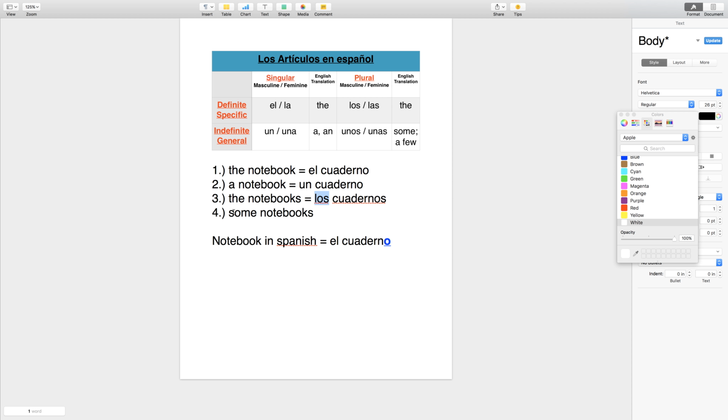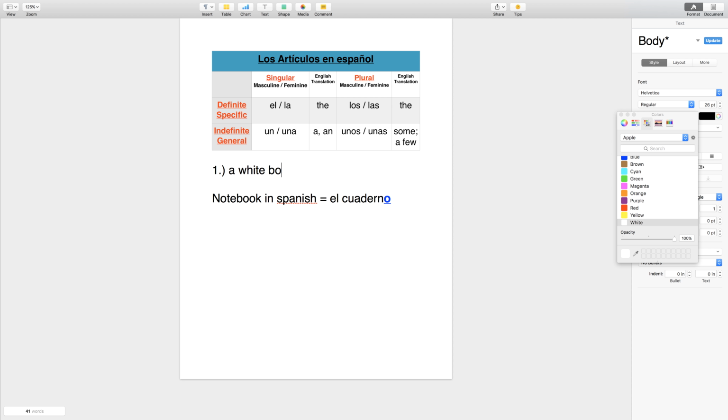And then finally we look at this one. This is more general, a few or some, any way you want to translate that. We would translate that as the plural, masculine, more general, and indefinite, unos cuadernos. So that's the first general rule. Let's go ahead and do another one really quick and see if you can follow what I'm talking about here. Let's use the word a whiteboard here.